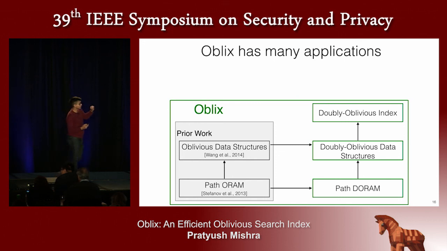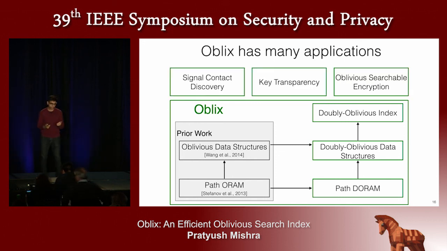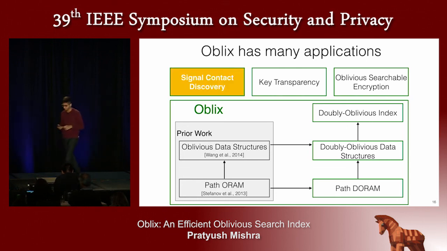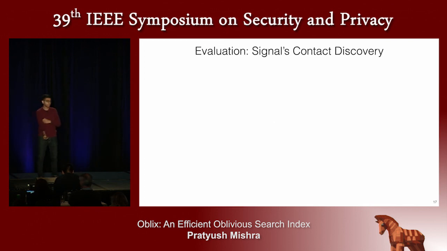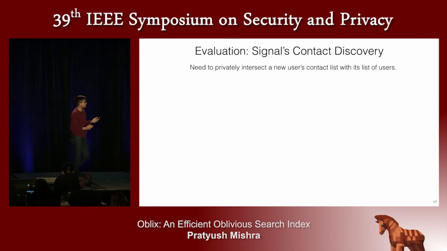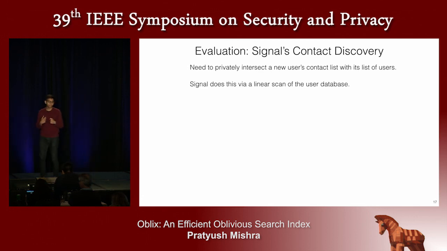So now we've discussed Oblix. In our paper, we also evaluated Oblix on 3 applications. And in the rest of the talk, I'm going to talk about one specific one, namely Signal contact discovery. OK. So Signal is a secure messaging app. And when users sign up for Signal, they have to discover which of their contacts are also Signal users.